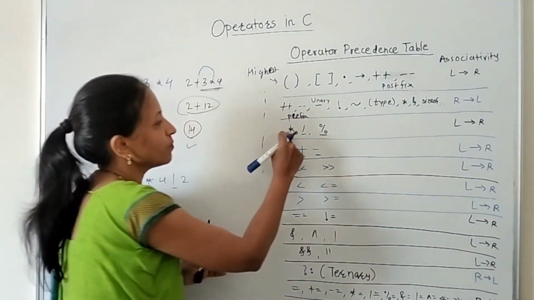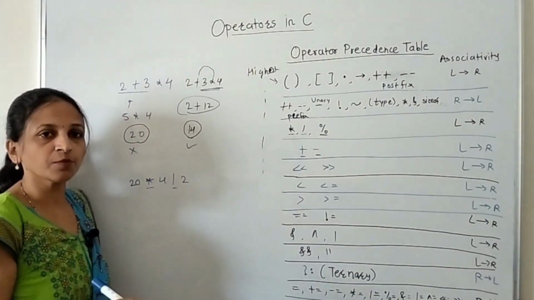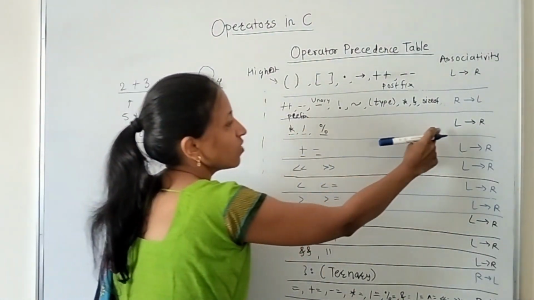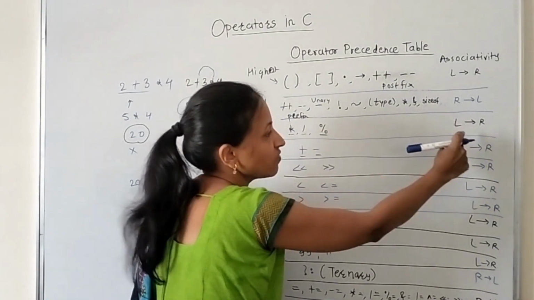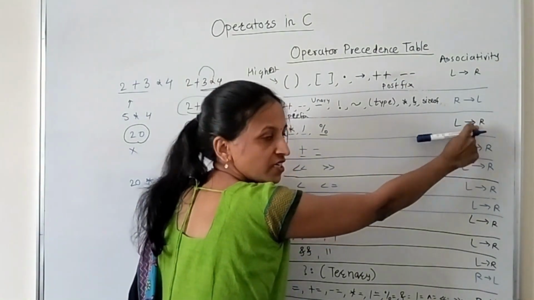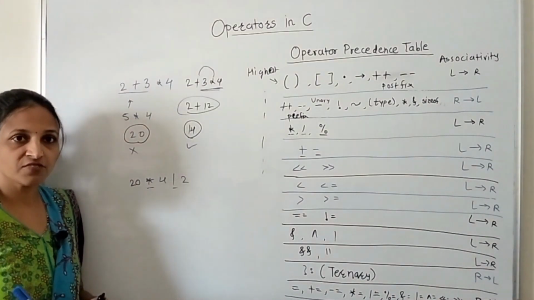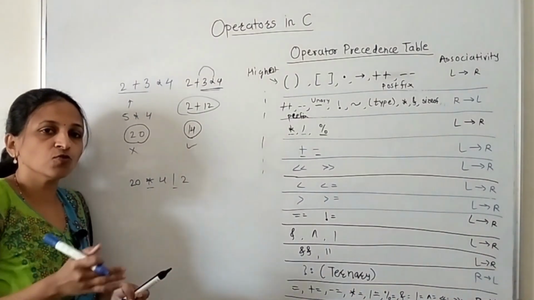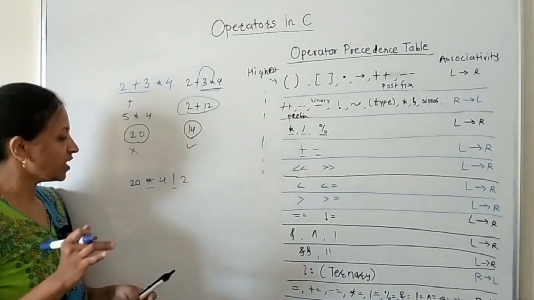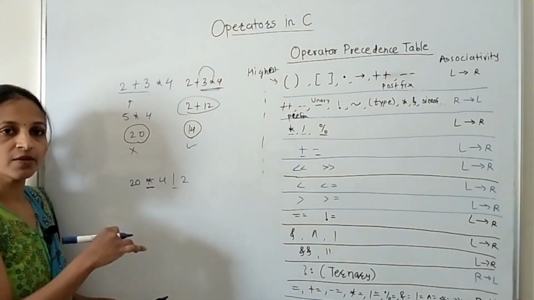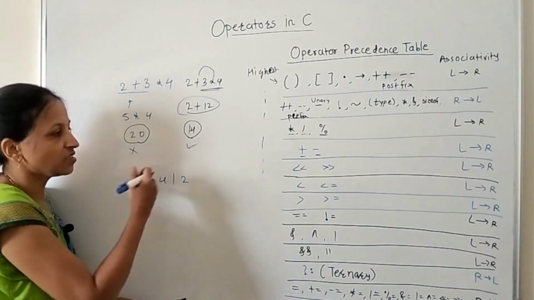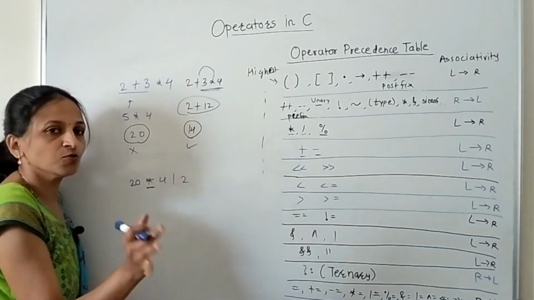Now see here, multiplication and division both have the same precedence. Then we have to go for associativity. Associativity is from left to right. The operator on the left gets evaluated first, and then we move towards the right. That's why this multiplication, being on the left side, is evaluated first, and we move left to right in this way.